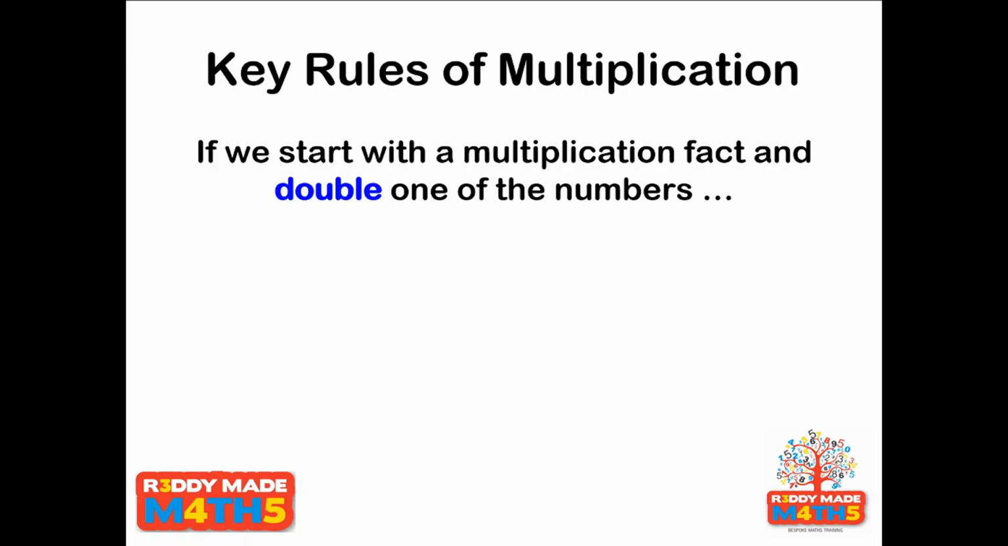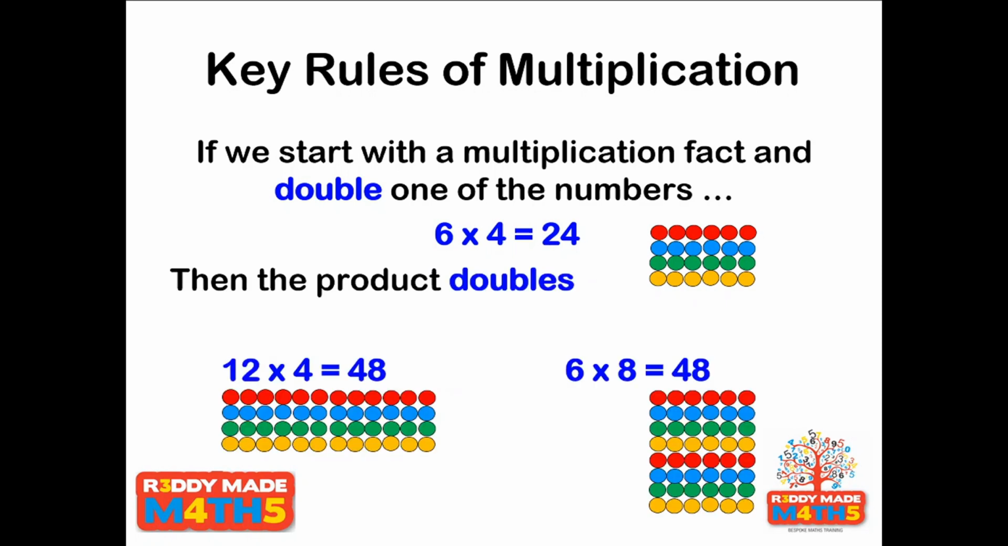So just to reinforce what we've seen in the classroom, in the previous training video, we looked at the idea of if you double one number in a multiplication calculation, 6 times 4 equals 24, then what's going to happen if we double the 6 or double the 4, then the products will double. We looked at that in the previous session. So we can go from 6 times 4 to 12 times 4, or from 6 times 4 to 6 times 8. Whichever way we look at it, one of the numbers is doubled, therefore the product has doubled altogether.